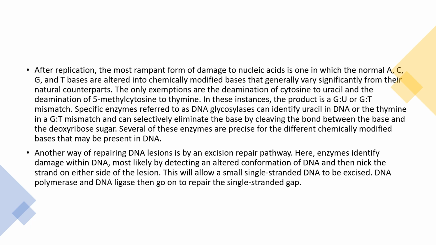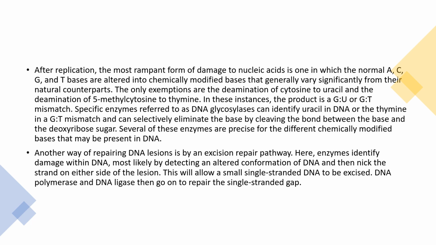After replication, the most rampant form of damage to nucleic acids is one in which the normal A, C, G, and T bases are altered into chemically modified bases that generally vary significantly from their natural counterparts. The only exceptions are the deamination of cytosine to uracil and the deamination of 5-methylcytosine to thymine. In these instances, the product is a G to U or a G to T mismatch.